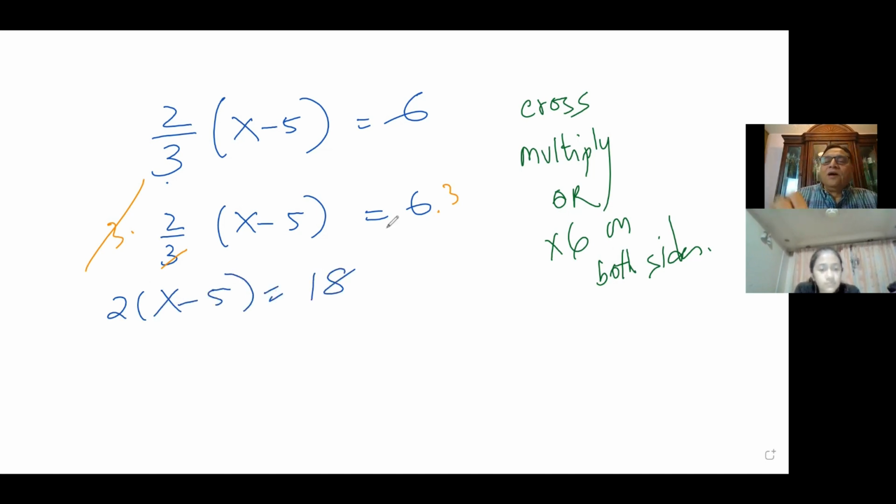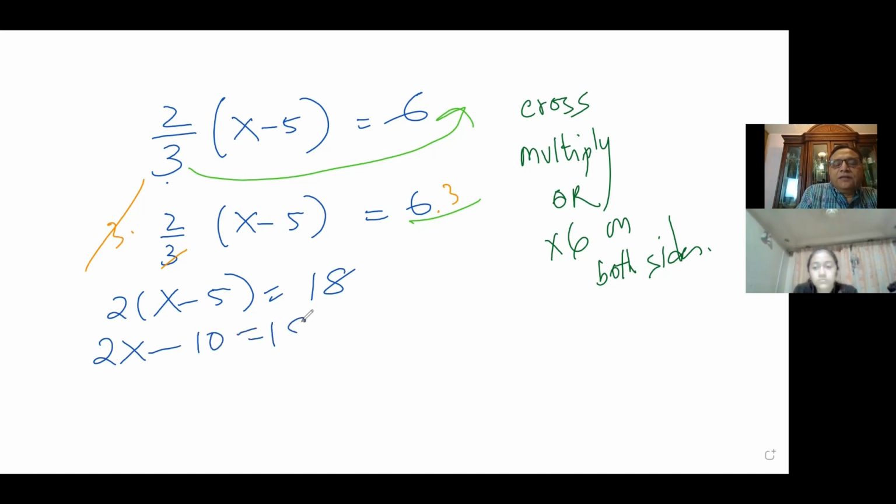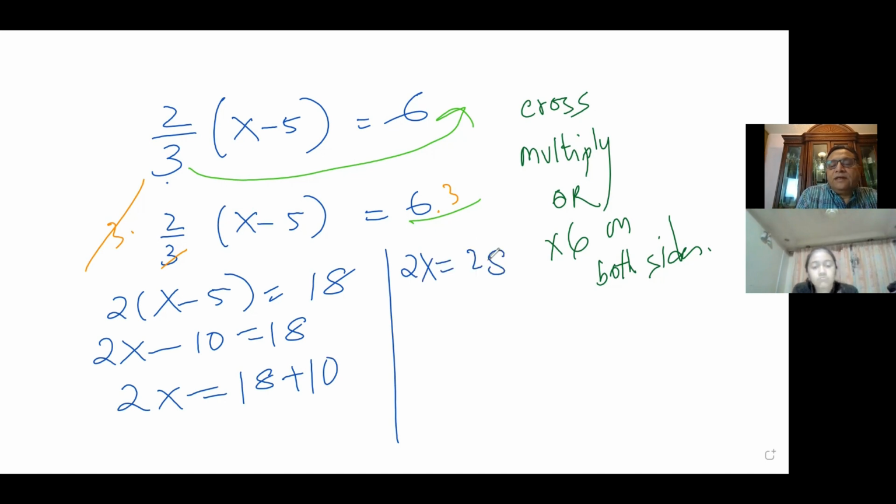Is that clear to you? Which is similar to saying that cross multiply. Is it okay? Yes. And now you open the bracket and solve. So we get 2x minus 10 equals 18. Bring 10 on the other side. So 2x equals 18 plus 10, correct? And now we have 2x equals 28. x is equal to 28 divided by 2. So we have our solution that x is equal to 14, right? 14, yes. So that is how such equations can be solved.